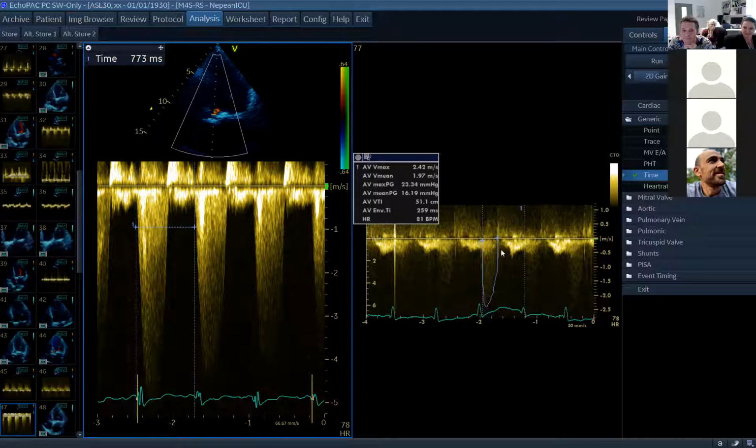Is that the most correct? So basically, if flow starts at the onset of the QRS or at the R wave, it's probably MR. But if it starts at the end of the QRS, then it's probably aortic.